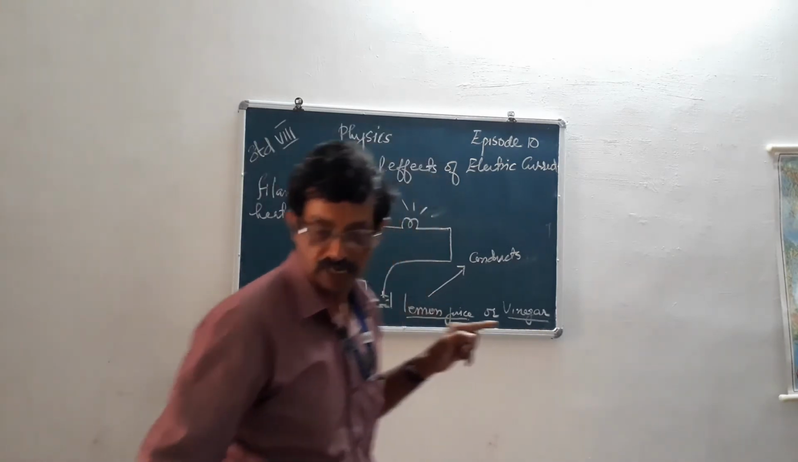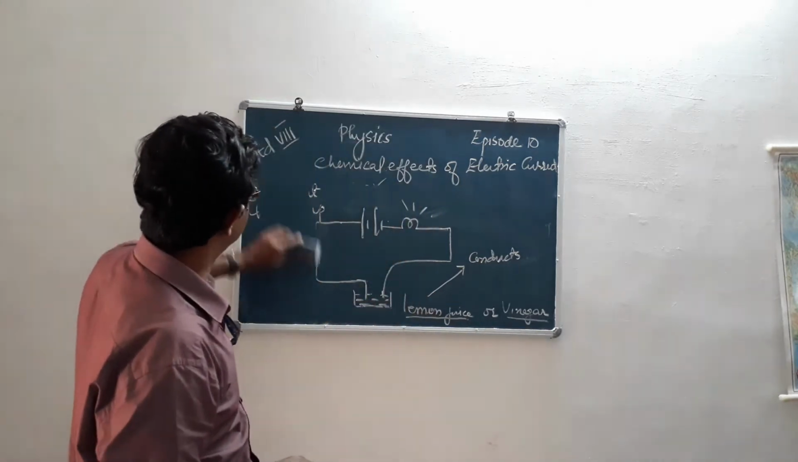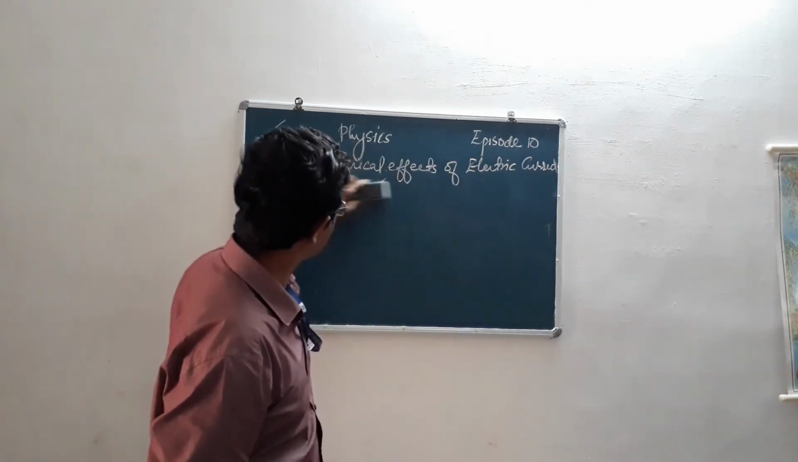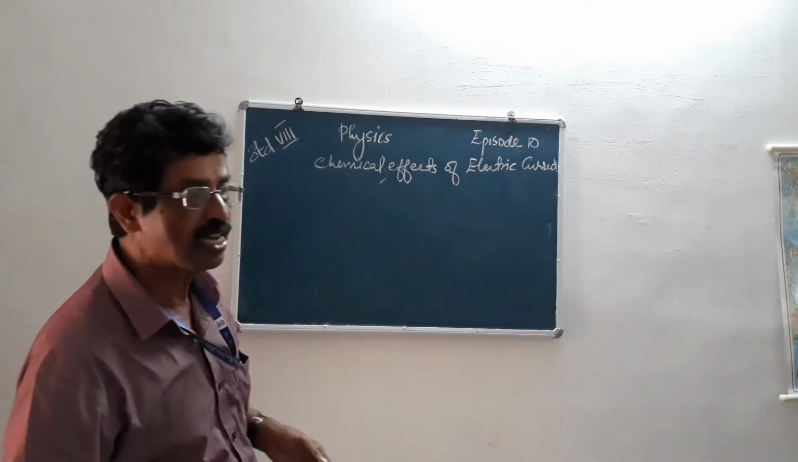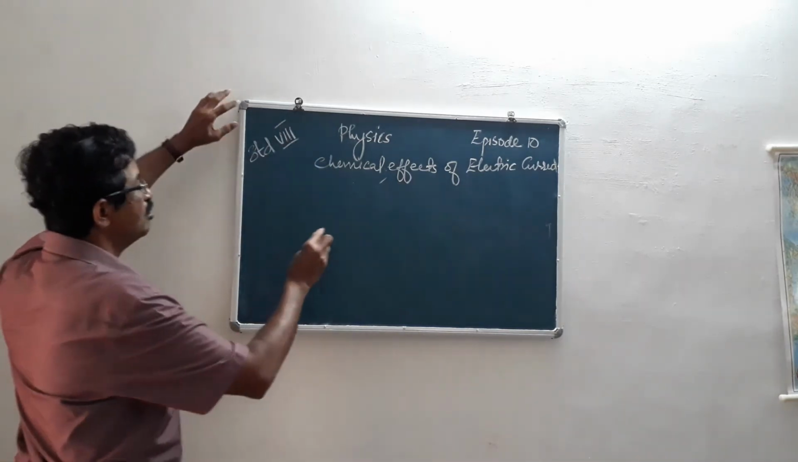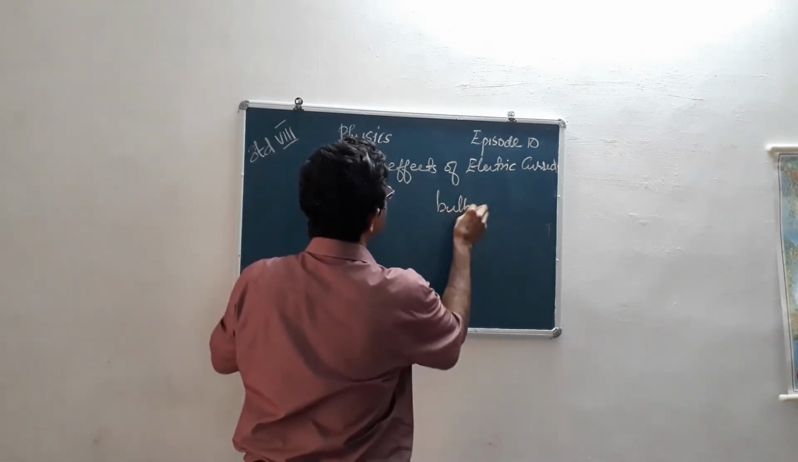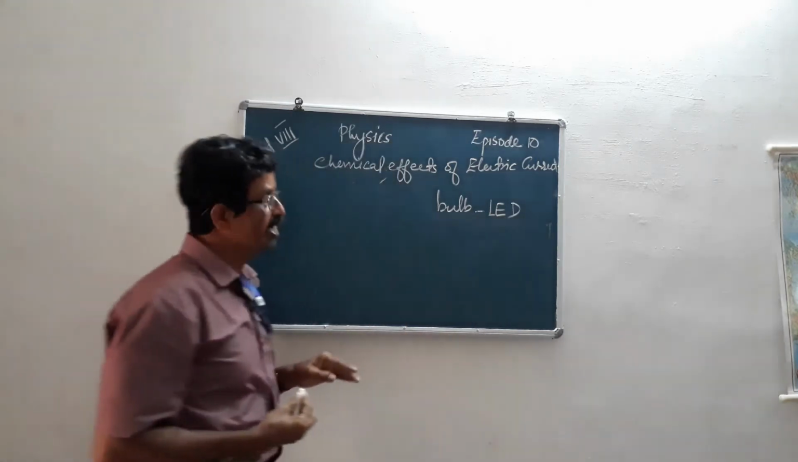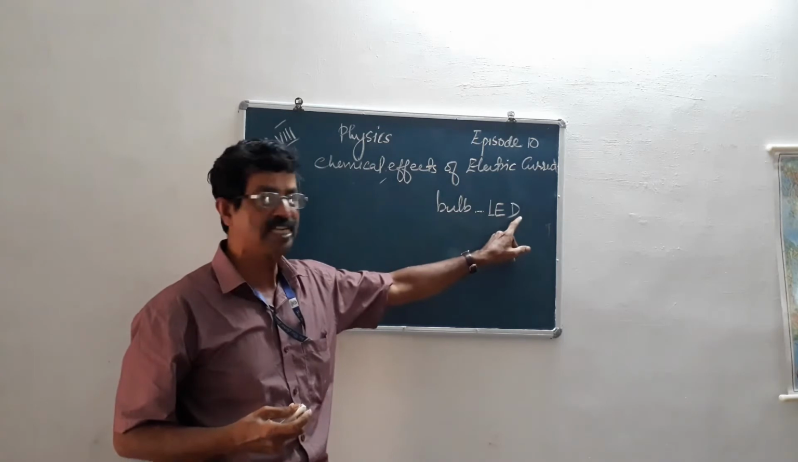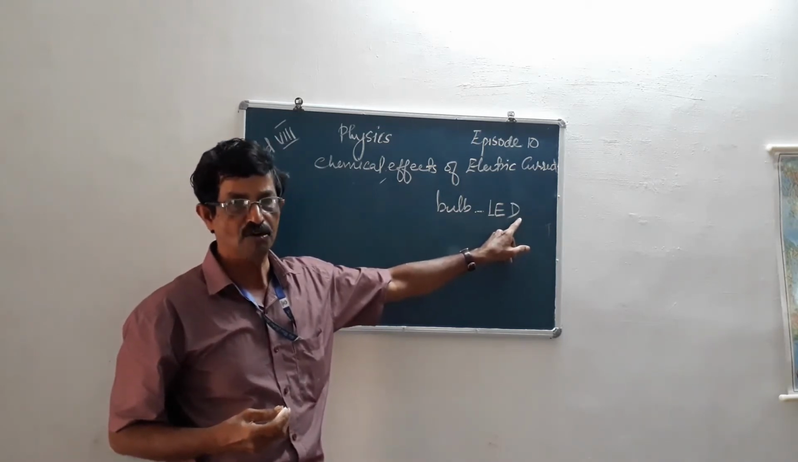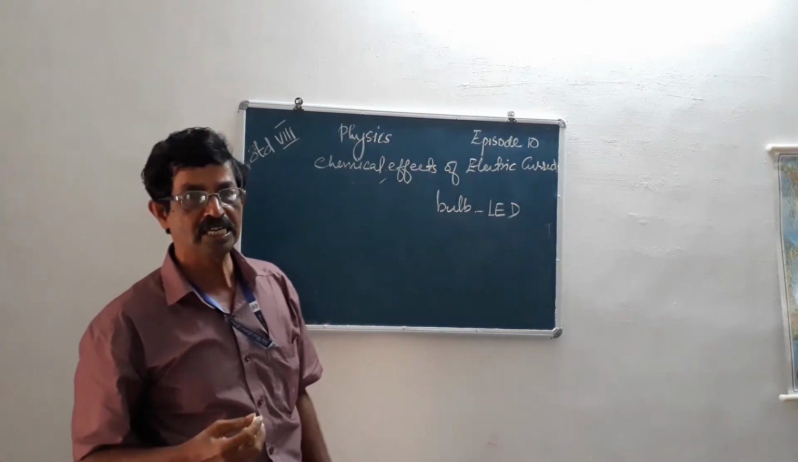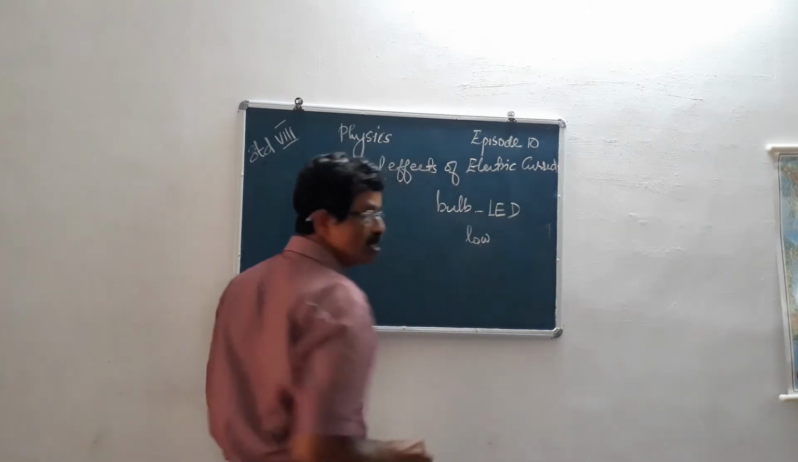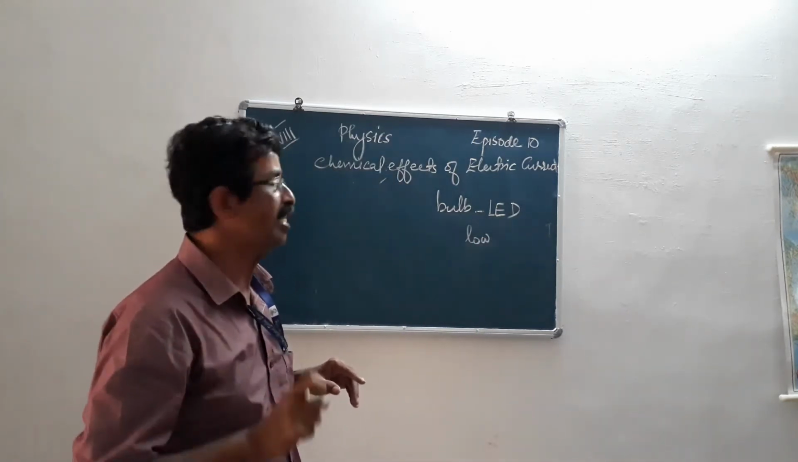Now see, we can make a tester which can be used to measure weak current. Instead of this bulb, we use an LED. LED means light emitting diode. The property of this one is that it requires very low current. That means to glow, it requires very low current.